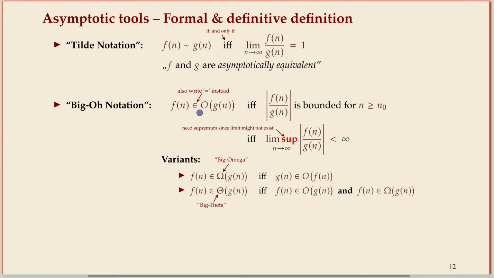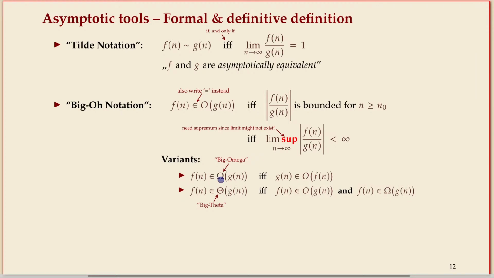Note that big O should really be a set of functions, but it has become customary to write an equal sign where it should really be an element sign. You just have to deal with it. What it really means, if you write something like this, is what's here on the right. The quotient is bounded. That's the formal definition anyways.